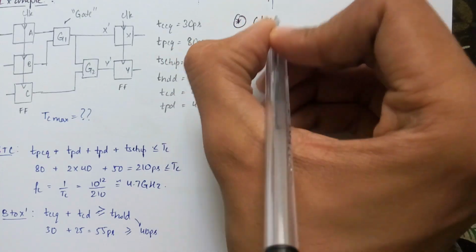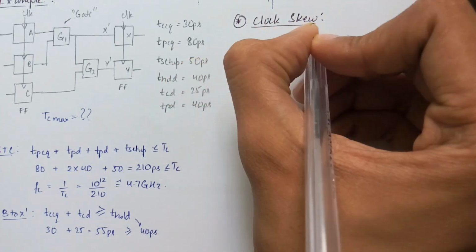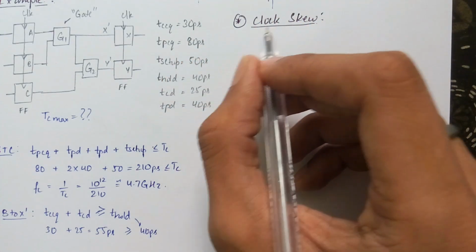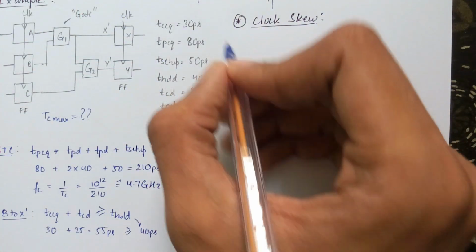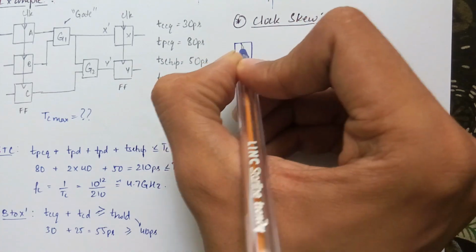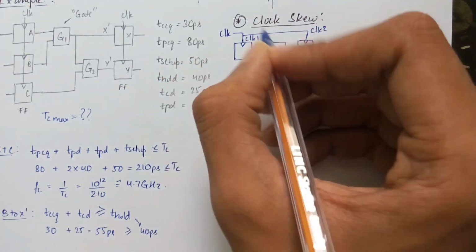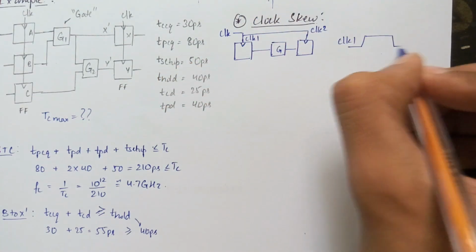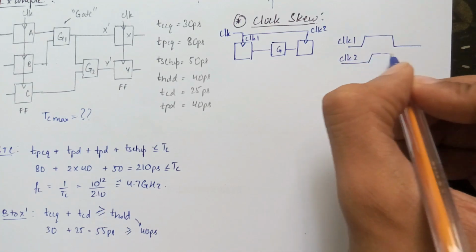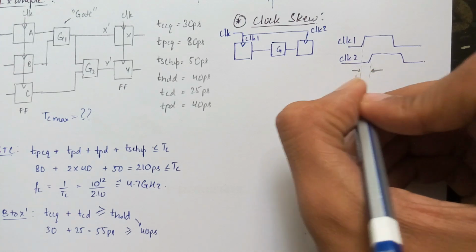Finally, let's have a look at clock skew. Till now we have assumed that the clock reaches every flip-flop at the same time, but practically that is not the case. This may be due to noise, different lengths of wire connecting the clocks, and other causes. Suppose we have two flip-flops supplied with the same clock, but clock 2 reaches after some delay relative to clock 1. This delay can be represented in the timing diagram like this, and it's called T-skew.